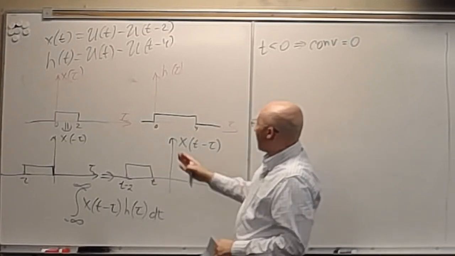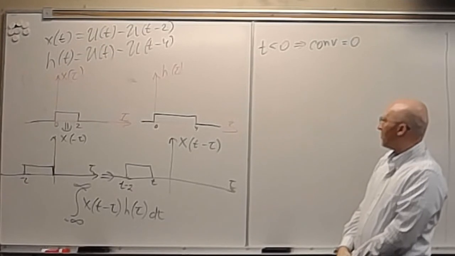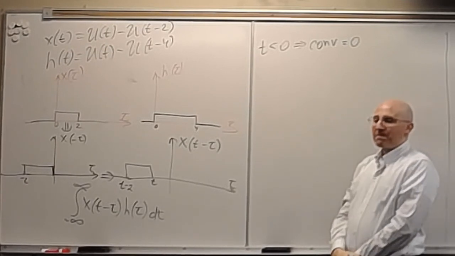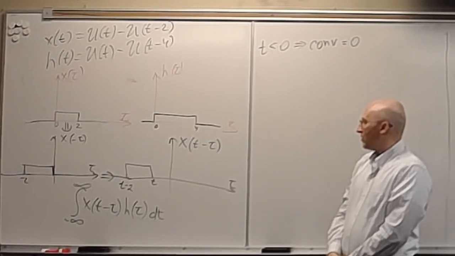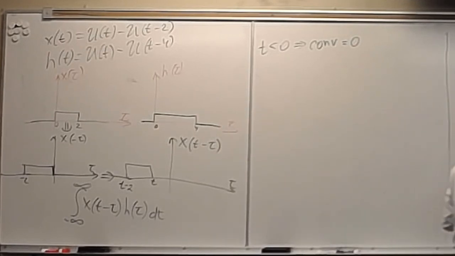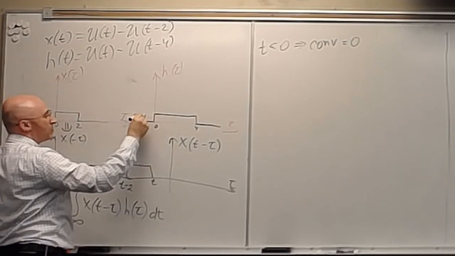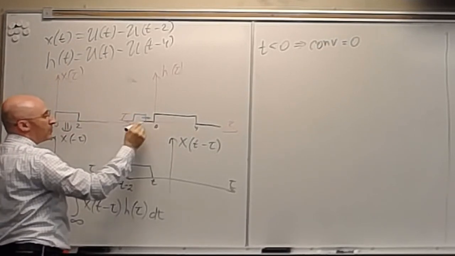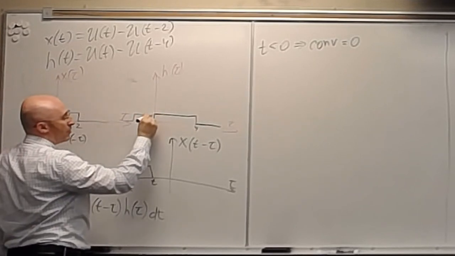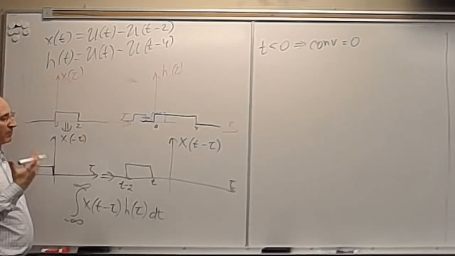Now, what are the next critical points that we have here? So zero is obviously a critical point. What is the next critical point where it will change some behavior in the integral? Look, you have that thing moving from here to there. You have that narrower pulse moving that way. First of all, it's getting here. T equals 2. Where will be the next change?